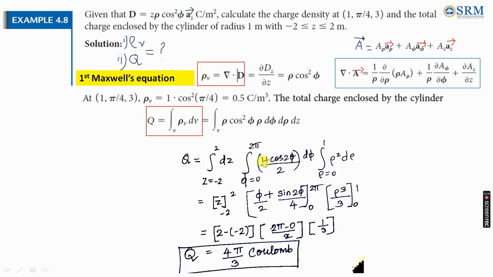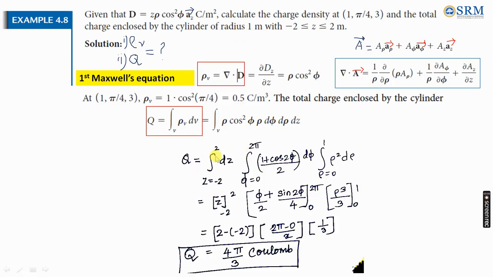I am just changing it into 1 plus cos 2 phi divided by 2, d phi. I am integrating from 0 to 2 pi, which are the limits of my azimuth angle. Whereas for the radius of the cylinder, one rho from the expression, another rho from the volume element, so rho square d rho. It is integrated from 0 to 1, as it has a radius 1.